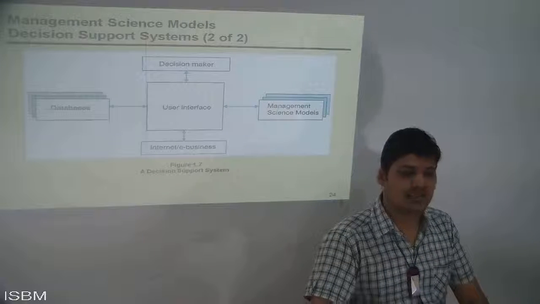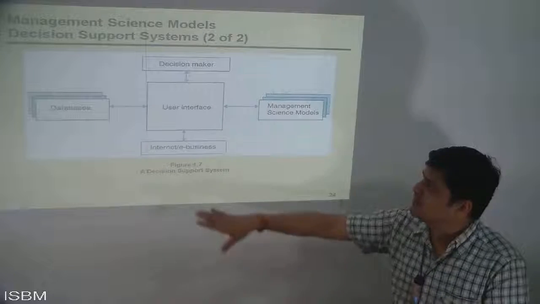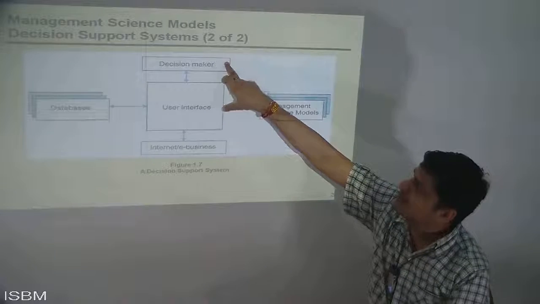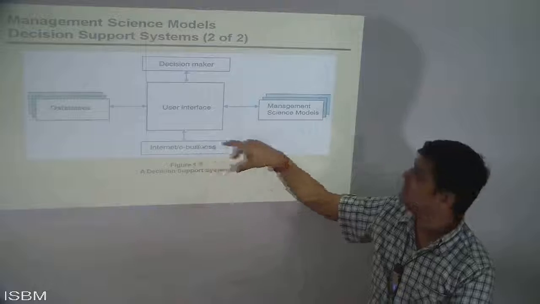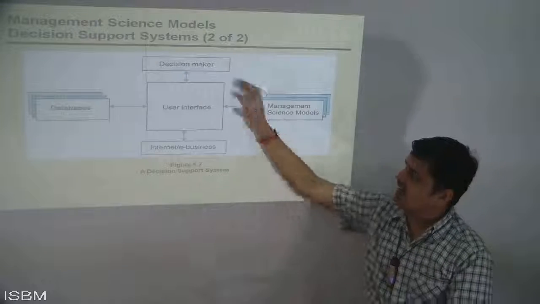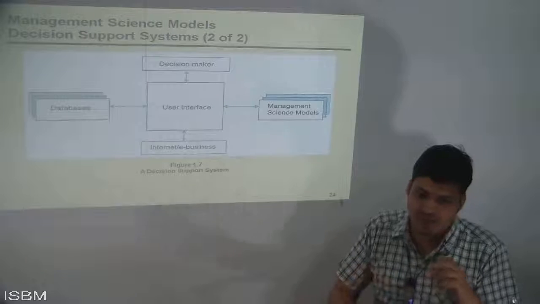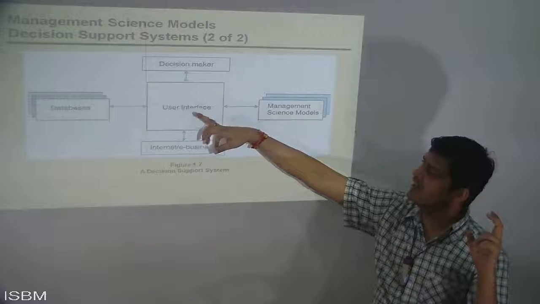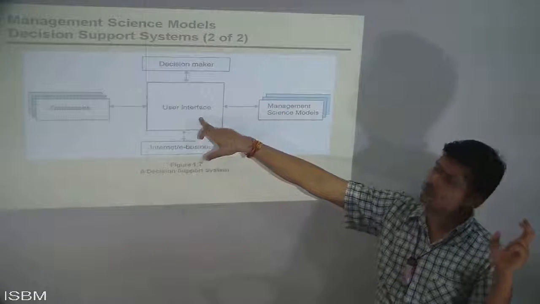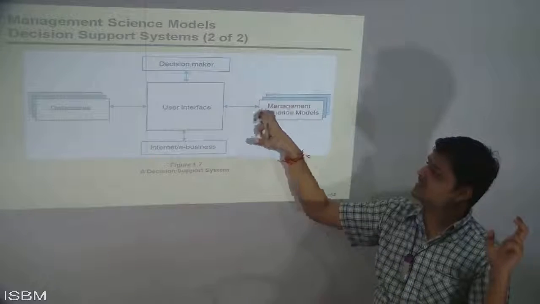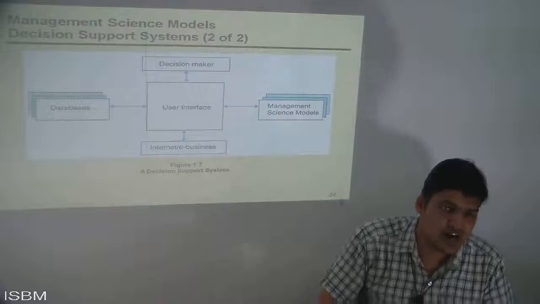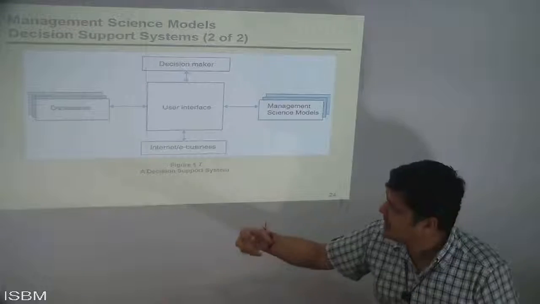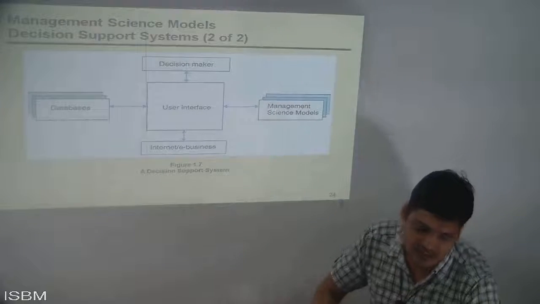So in the management science model, which is the decision support system, we can see this is the user interface. There is something related with the software. There is a decision maker, there is the internet or e-business, the management science model, and the database. They are all interacting with the user interface. So there is two-way communication between the decision maker and the interface, the internet or e-business with the user interface, the management science model with the user interface, and the user interface with the database. When they ask any question, they will get the answer.